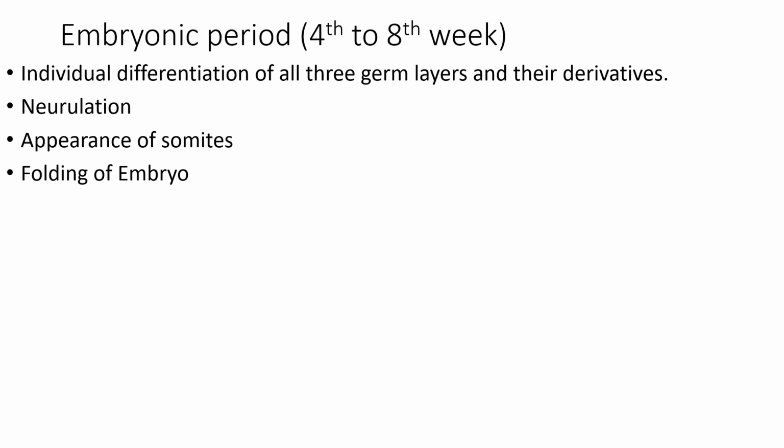First part is the pre-somite part, which extends from the 15th to 20th day. The somites appear at the 20th day. So they are seen from 20 to 30 days, so it is known as the period of somite. There are 44 pairs of somites, and after the 30th day of intrauterine life, it is known as the post-somite period.